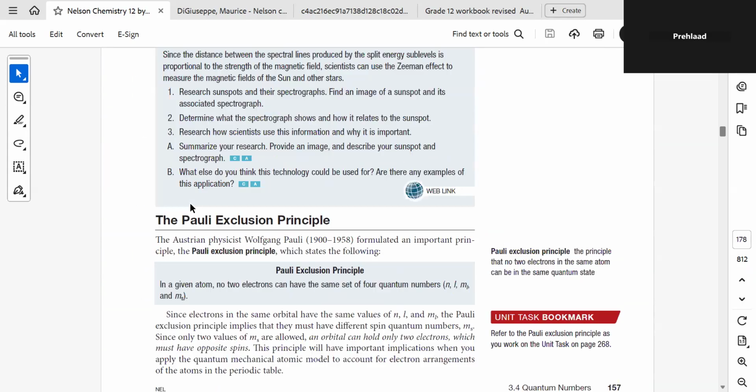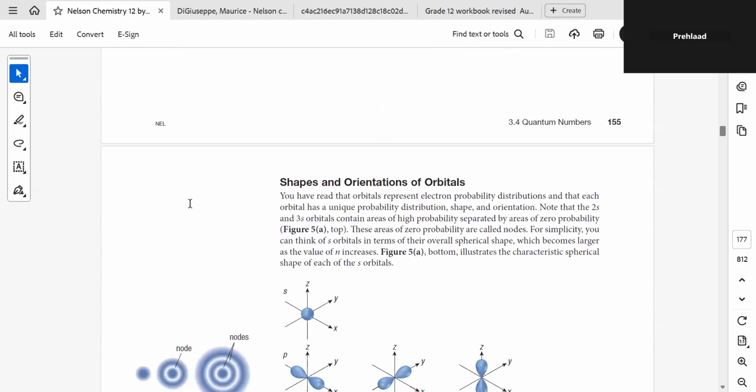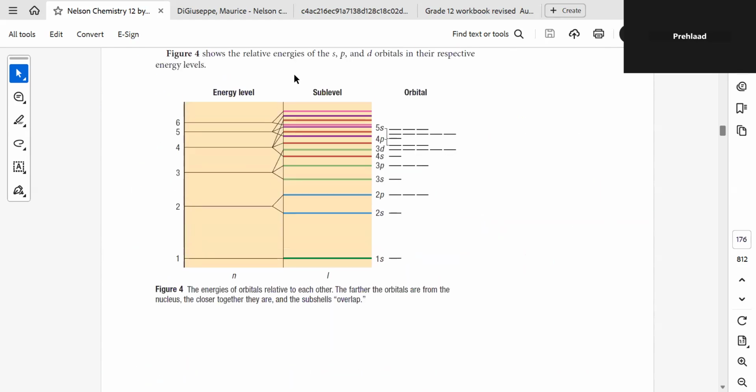So the simple way is to remember this part. 1s is closer to the nucleus, 2s is further but still close to the nucleus, away from 1s. 2p is away from the nucleus. 3s is further away from the nucleus.